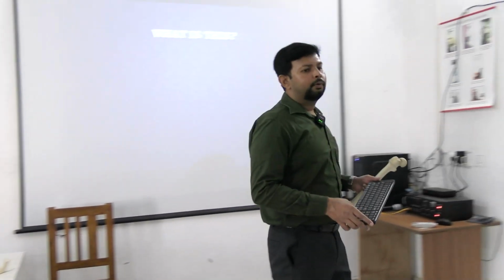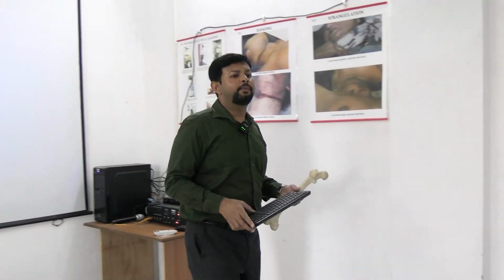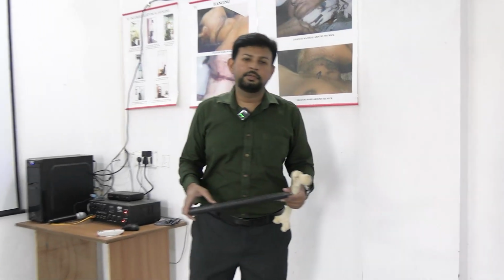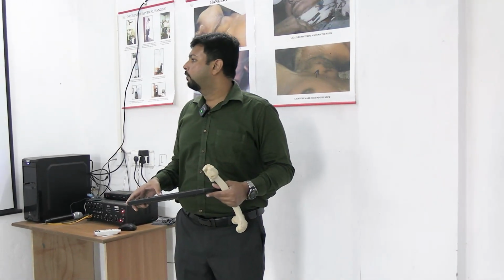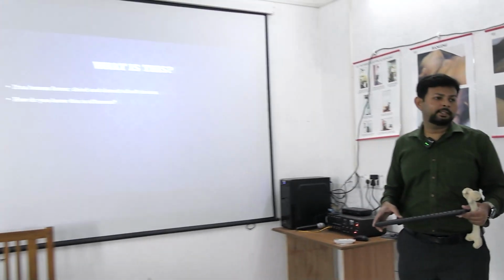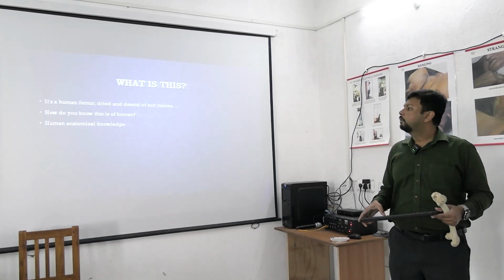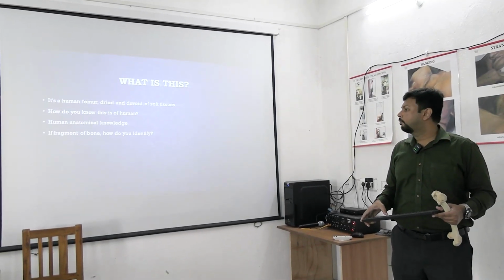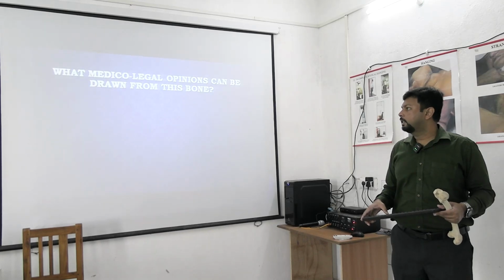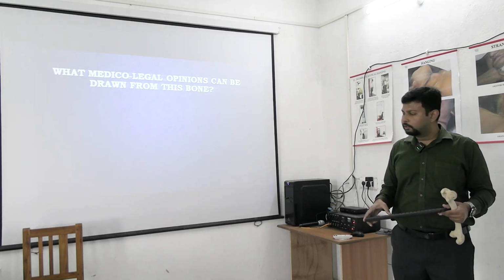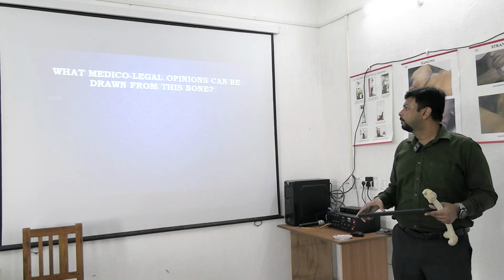So as usual, the question, what is this? Same, it is a human femur, dried and devoid of soft tissue. All as before. And again, the same set of questions. How do you know whether it is of male or female? So all those things. Same for every fragment of bone, precipitin and DNA test, same. The pattern of question is the same for everyone.